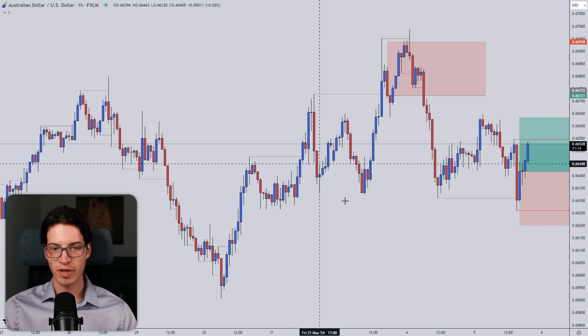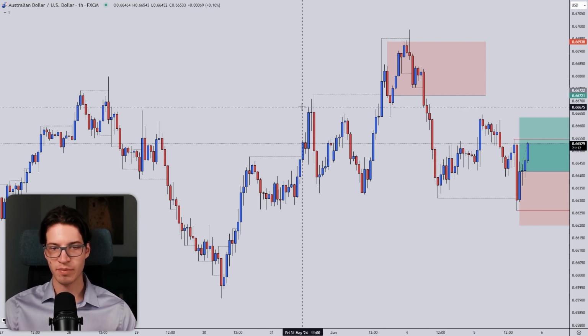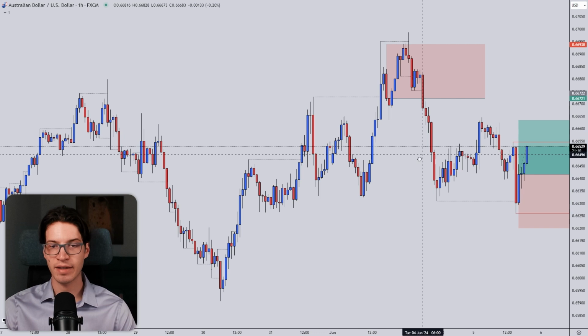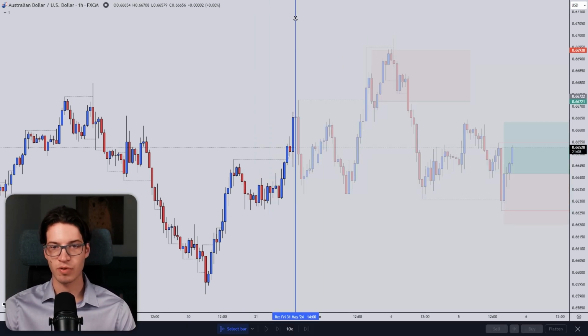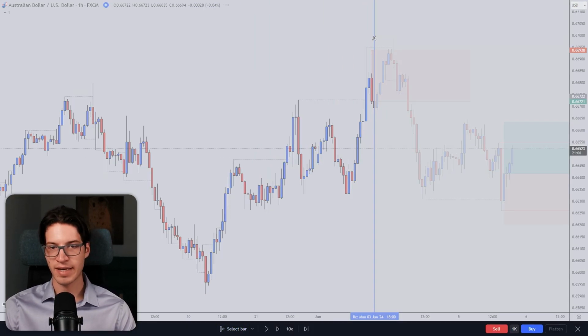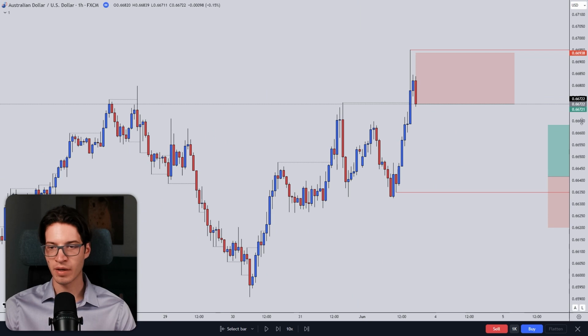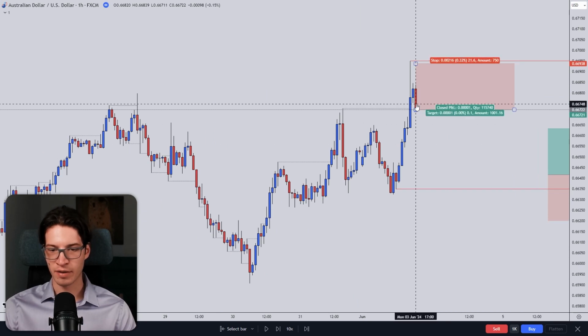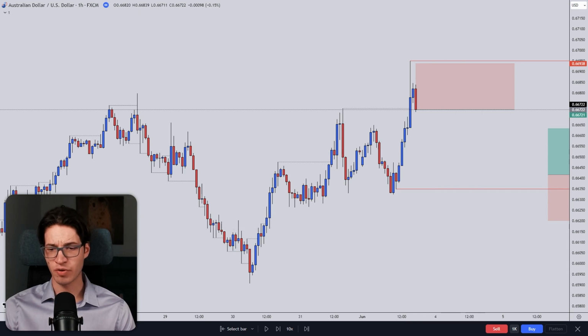Price went up, retraced, major selling pressure right here, and then I did get in a liquidity sweep trade. Okay, so let's analyze it. It was right here, Monday the 3rd of June at 5 p.m. What did I like about this trade? Well, I liked a couple of the confluences. I liked first the shift in momentum liquidity. So major selling pressure here, major selling pressure here.